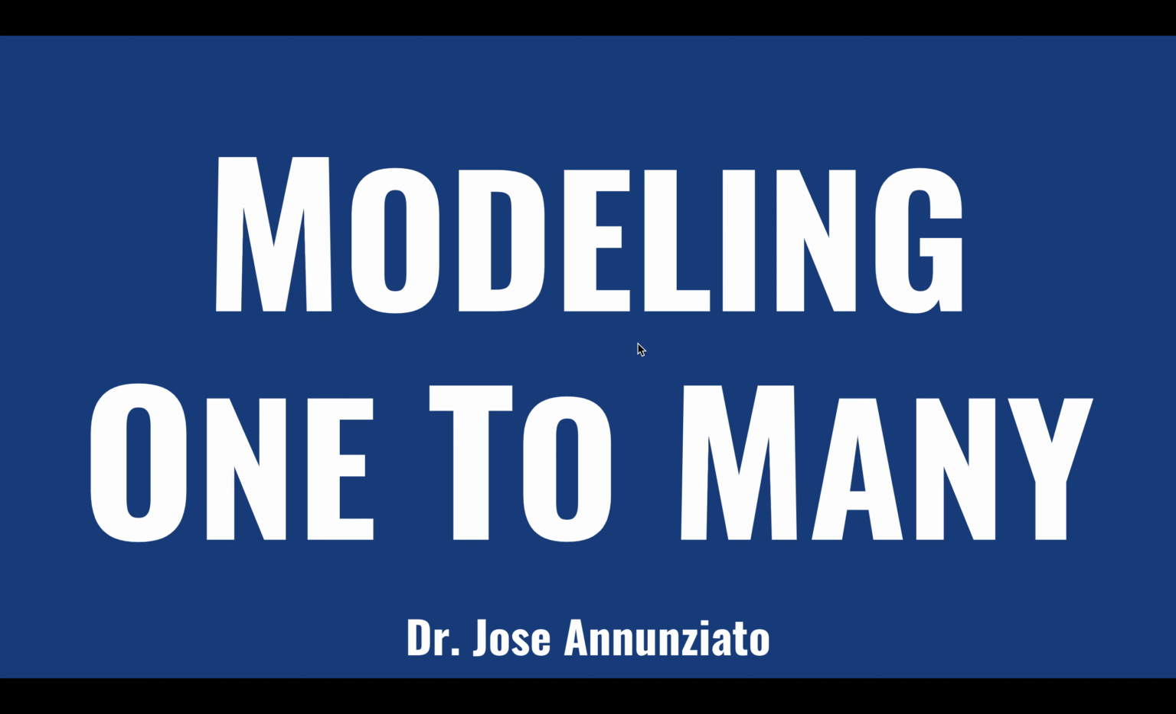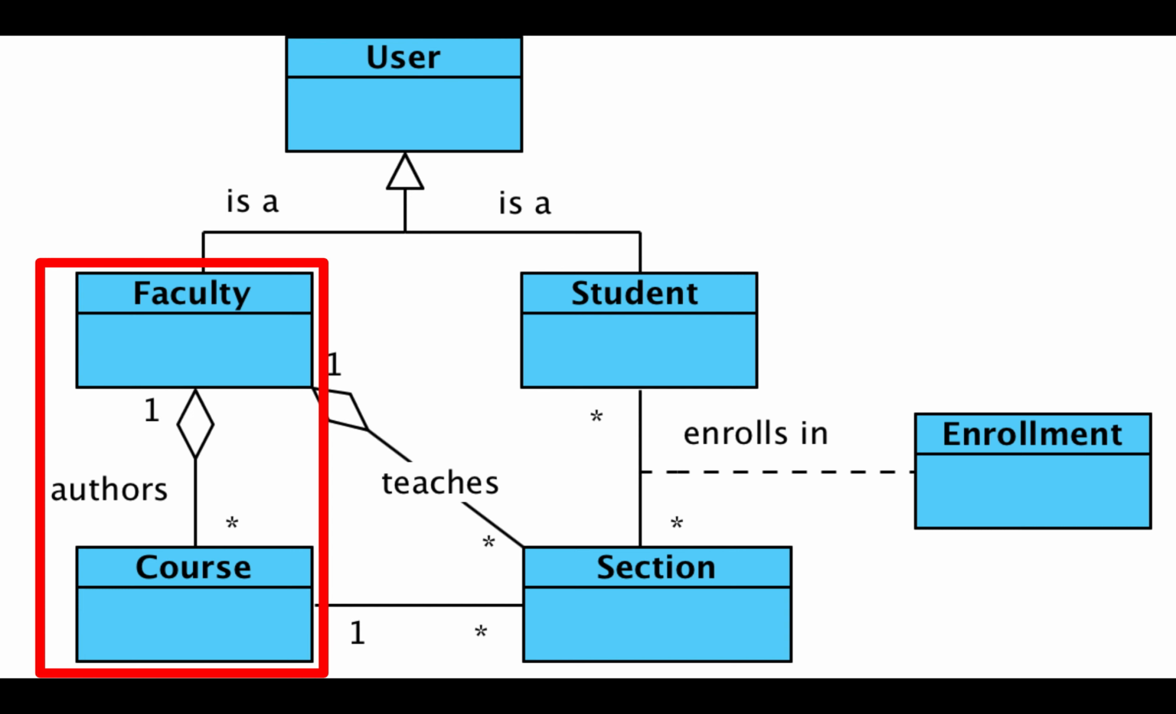We've been just modeling in JPA just a single class, right? It gets much more interesting when we model the relationships between multiple classes. So let's take a look at the first way of modeling these relationships of just a simple one-to-many. So for instance here, we might have a faculty authoring multiple courses or teaching multiple sections.